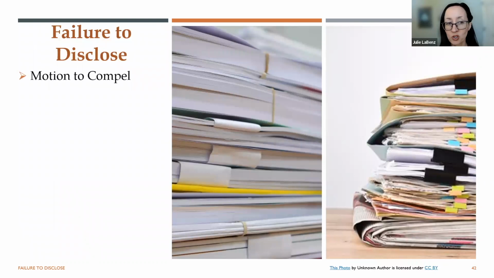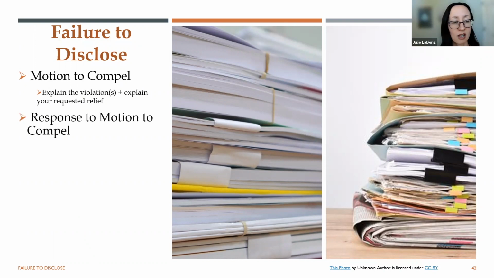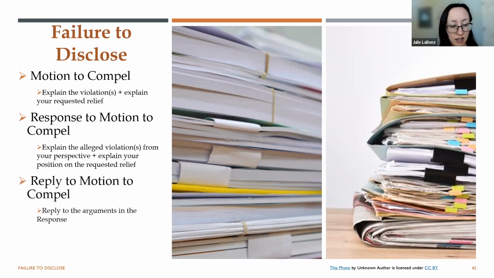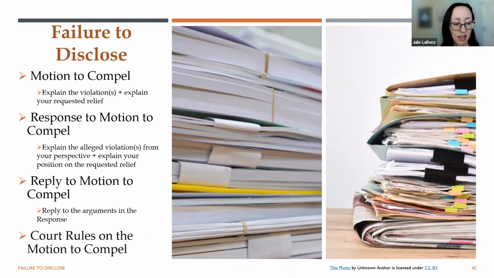So if you're going to pursue a failure to disclose, it starts by filing a motion to compel, where you need to explain the violations, explain your requested relief, and explain the good faith efforts you made to resolve it. In the response to motion to compel, explain the alleged violations from your perspective, explain what happened or didn't happen with the good faith consultation, explain your position on the requested relief, and then in the reply, you're going to reply to the arguments in the response. And then when ready, the court will rule on the motion to compel.